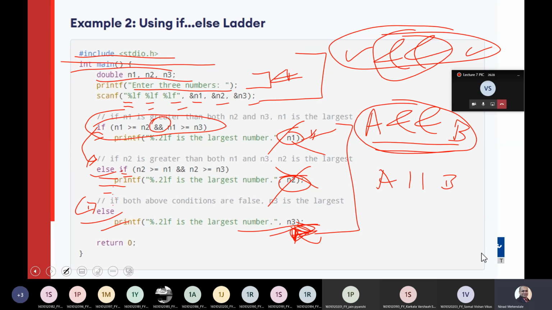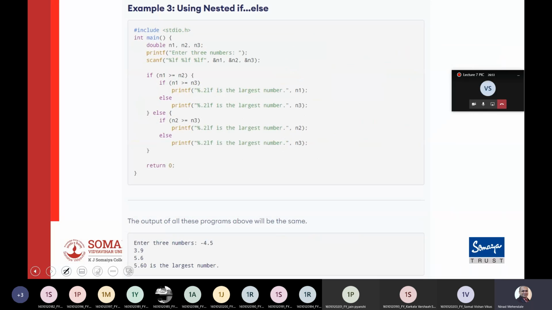We have to think in a critical way, but this will fail if we have one of these two as equal, like n1 equal to n2 and n2 equal to n3 and so on. So if you just want to display the largest number, this program is fine. But if you are asked to find which one is largest, and if any of those two is largest, it will always end up in the by default condition of the else. So next, let's see how the same program can be written using nested if instead of ladder.